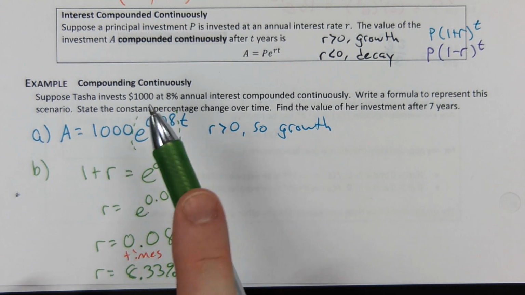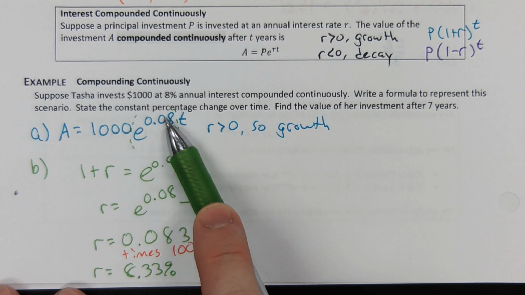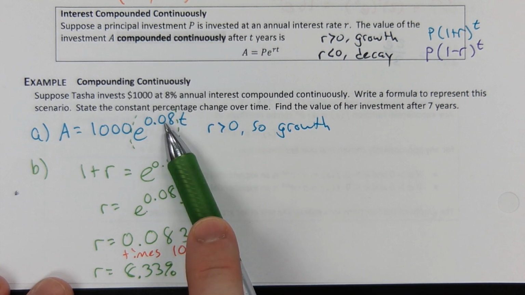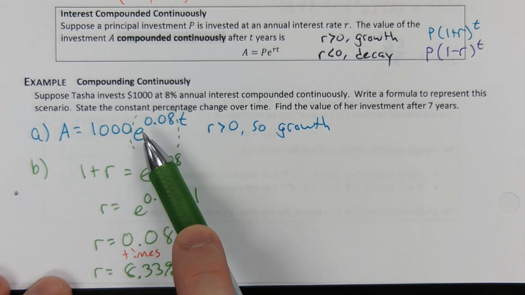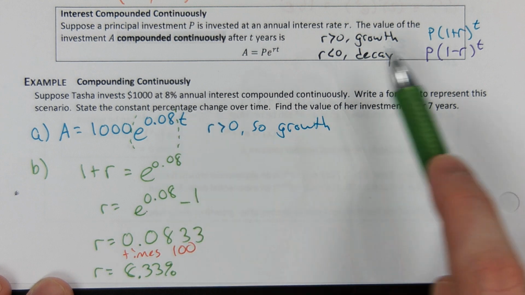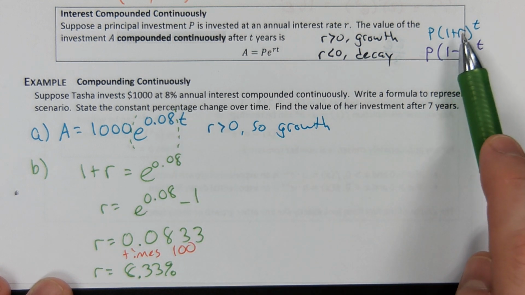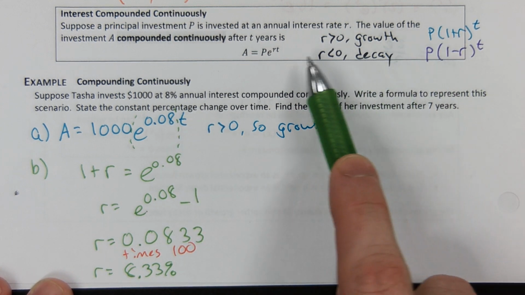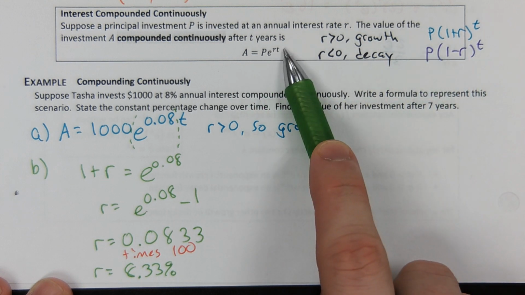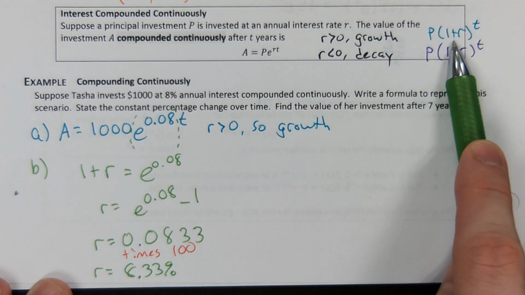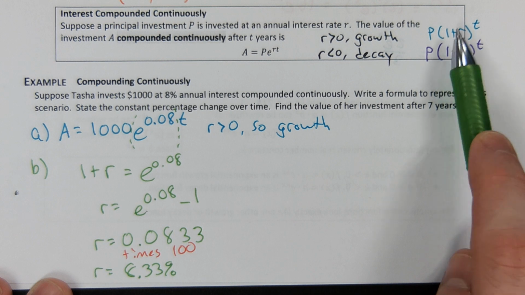And again, how I did that was I took my e to the r. I saw r was positive, so that's growth. So this e to continuous r equals this 1 plus yearly r. Because p is p, t is t. e to the r is 1 plus r, continuous rate, yearly rate.